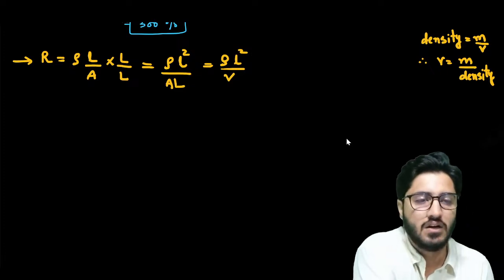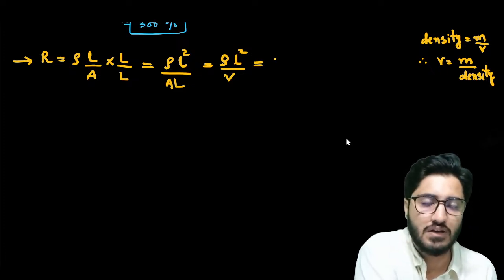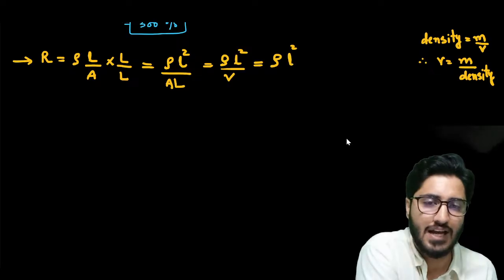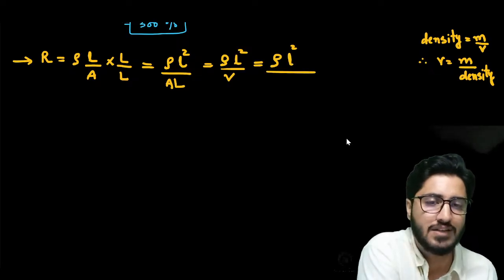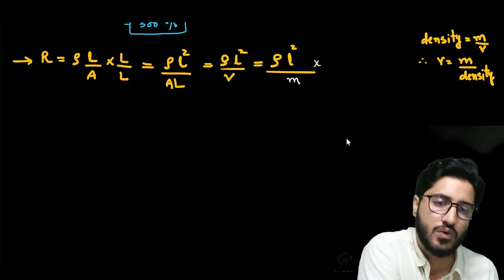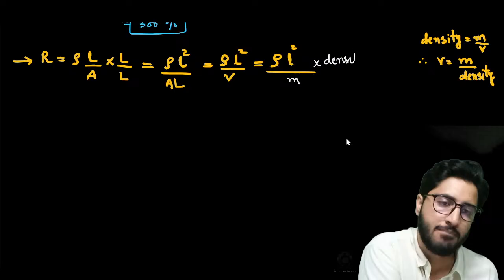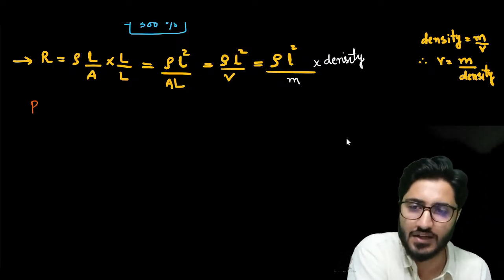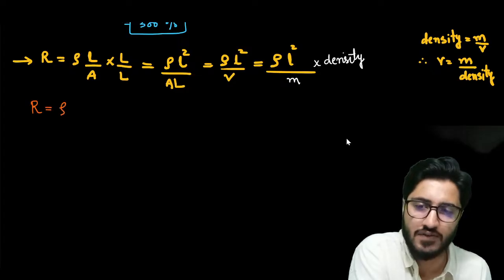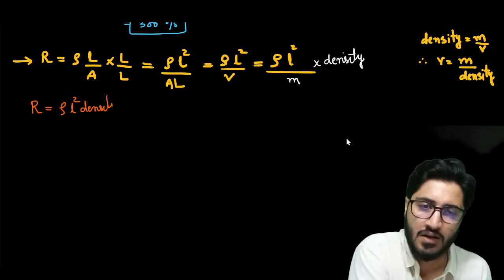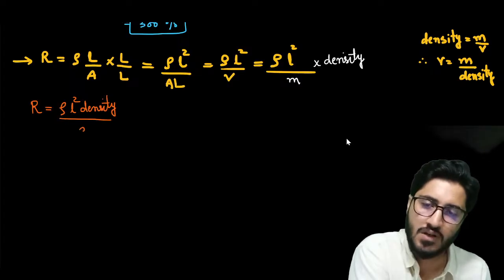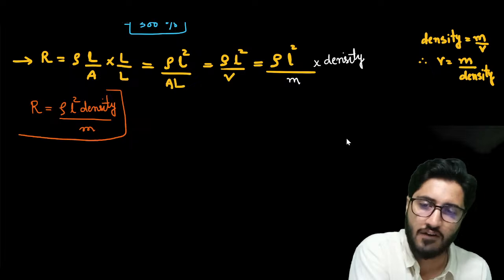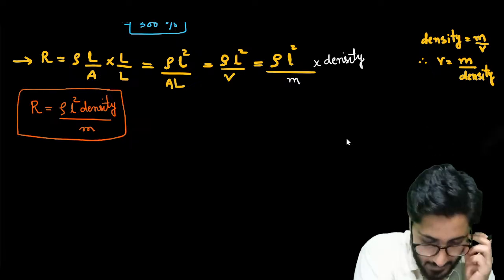Look now. So we need to write rho as it is, L square as it is. We can just change the volume with mass divided by density. Now we have a new formula: resistance equals resistivity, length square into density, divided by mass. One more formula to get our resistance.